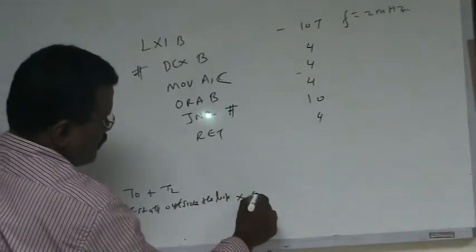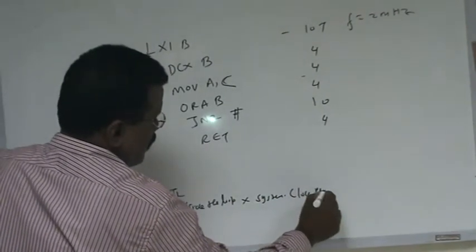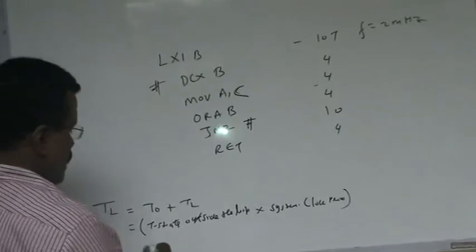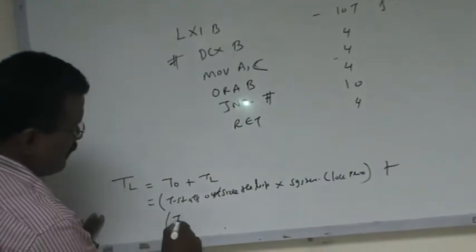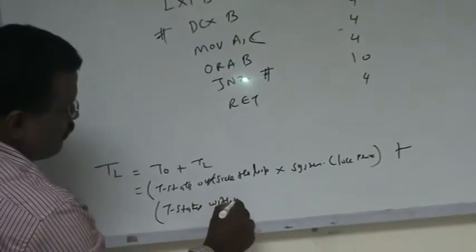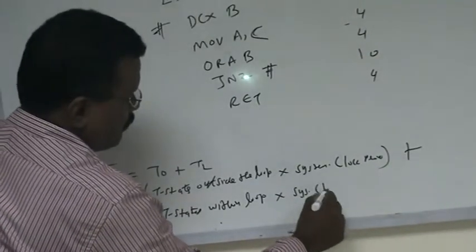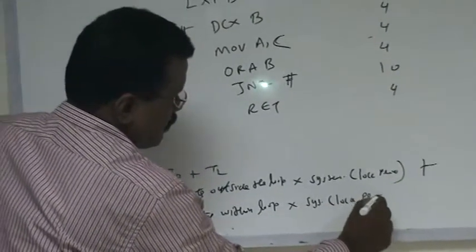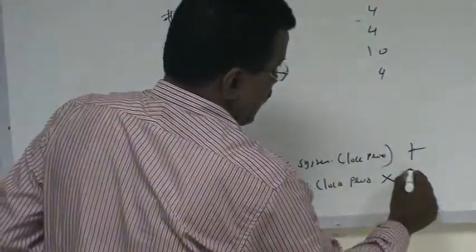multiplied by the system clock period. This is T0. And TL is the same thing: the T states within the loop multiplied by the system clock period multiplied by n10.